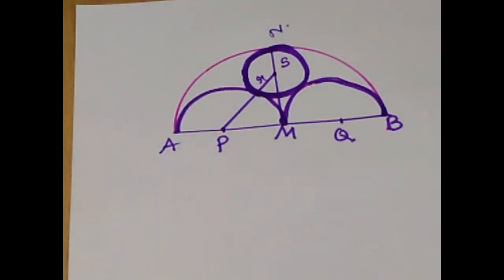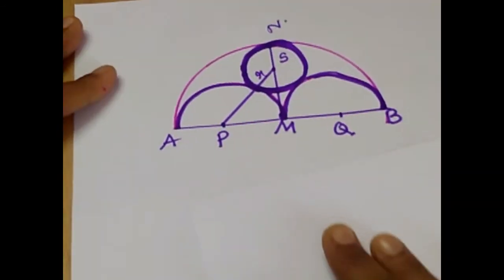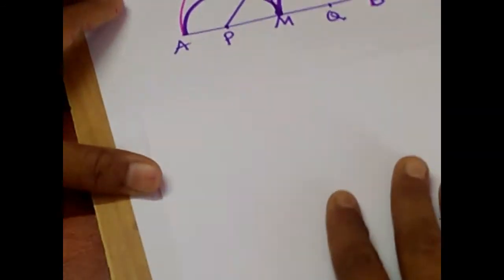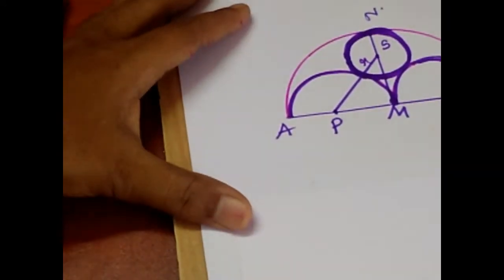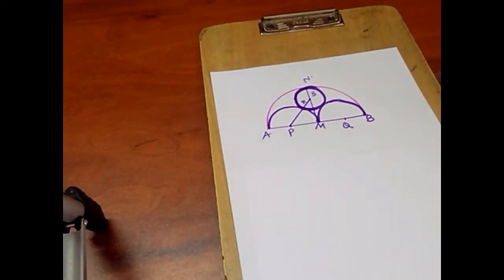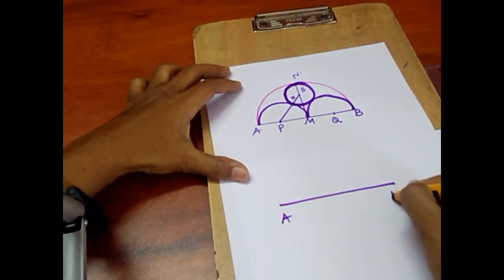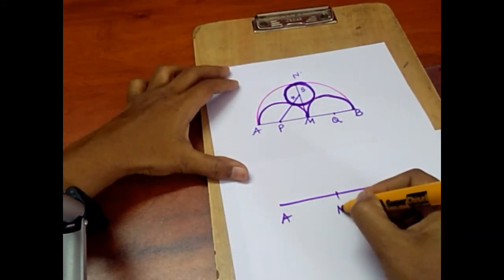Question number 26. The diagram is ready. Let us see how this diagram is obtained. Sentence by sentence, we read out the question and draw the diagram accordingly. The first line is AB is a line segment. So let us mark AB as a line segment. M is the midpoint.